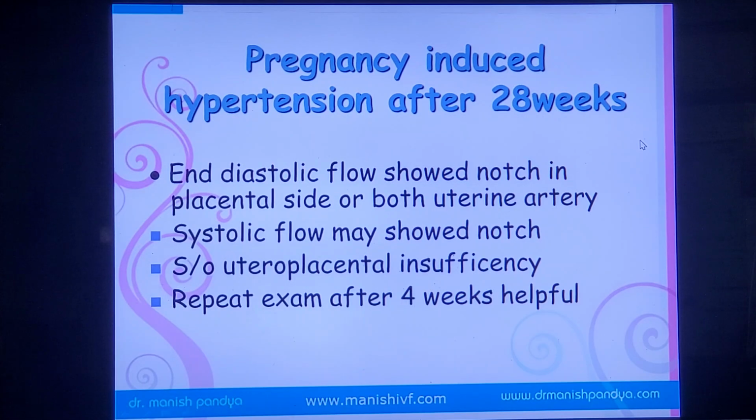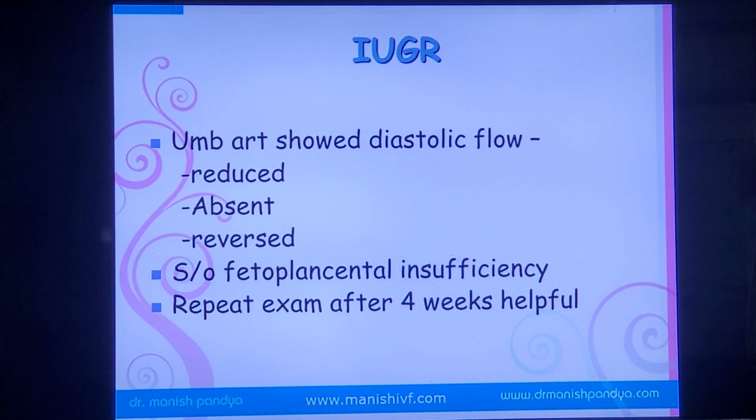Pregnancy-induced hypertension after 28 weeks of gestation and diastolic flow showed a notch in placental side or on both sides. Systolic flow may show notch, suggestive of uteroplacental insufficiency. Usually, these are known as bench sitters. They are on the bench sitting. So usually do ultrasound after 4 weeks, and you can compare your previous ultrasound finding and Doppler finding, and you can see whether this pregnancy should be continued, or we have to give steroids and deliver the baby.